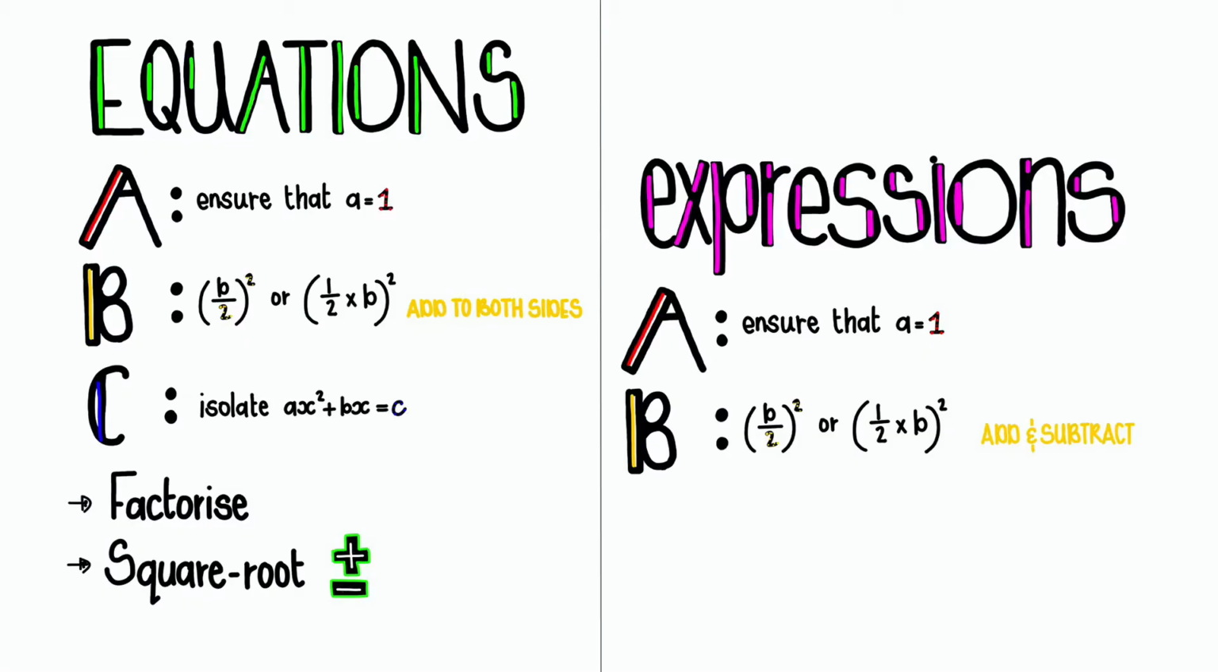Now the b over 2 is what's going to give us our factorization bracket, and the answer, once I've squared it, is what I either add to both sides in an equation, or I add and subtract to an expression so that I keep it the same. Step number 3, I'm going to factorize if I'm working with an equation. Then I'm going to solve for both sides. Remember, when we square root, we have to have a plus minus answer.